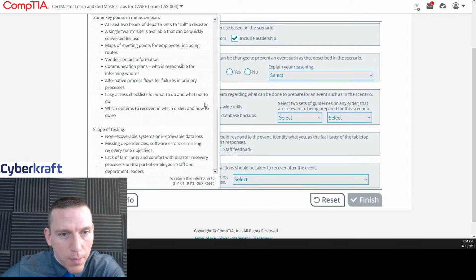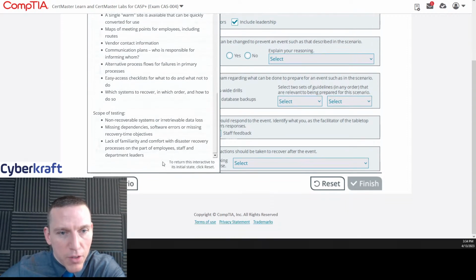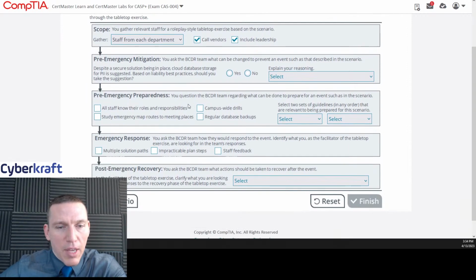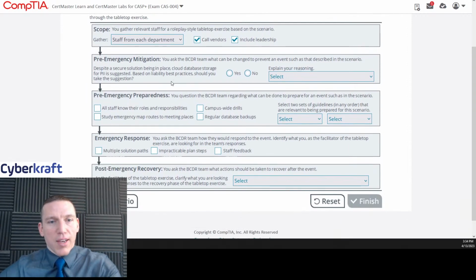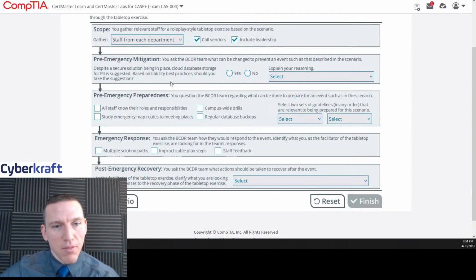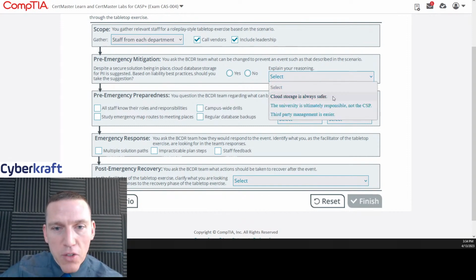I don't think so. I don't remember anything about cloud storage. I mean, I think what it's going to be driving at here is that cloud-based solutions have some risk associated with them, but we have to make a lot of assumptions here. So explain your reasoning. Yeah. Cloud storage is always safer. The university is ultimately responsible, not the cloud service provider. Third-party management is easier.